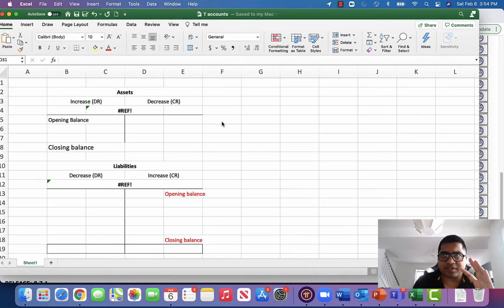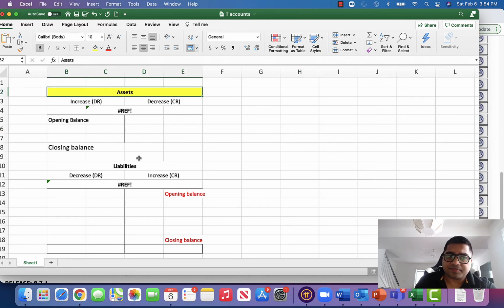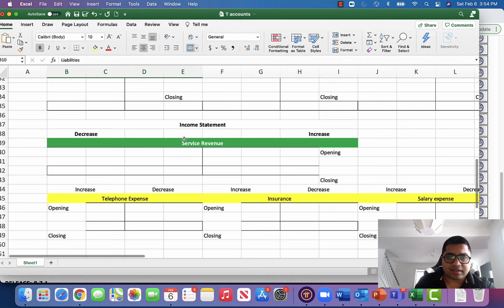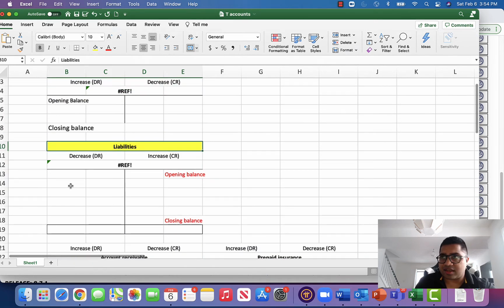In this we'll just summarize the T accounts that we discussed in the PowerPoint and how to make entries when you're making entries in T accounts. So accounts can be classified as assets, as liabilities, as revenues and expenses. Based on what they are classified as, the account structure changes a bit.